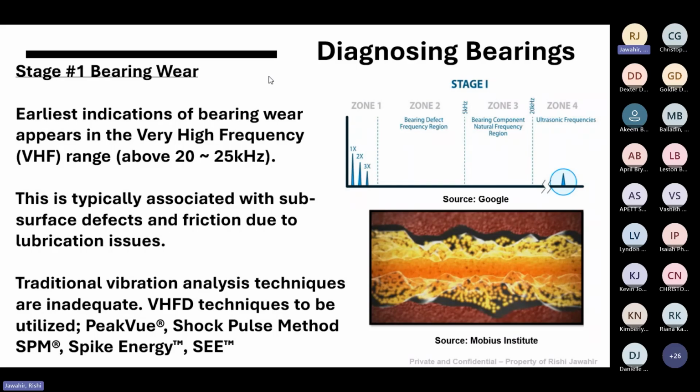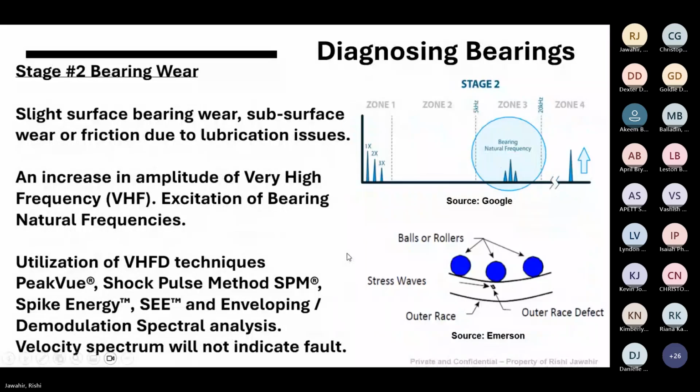Then, moving now to stage two. At stage two, we develop slight surface wear, or there may still be subsurface wear, maybe more degradation of the lubrication film or an increase in frictional vibration. What we may start to see, as you can see here in the vibration spectrum, is an increase in the amplitude of this VHFD, this very high frequency. You may start to see an increase in trend.